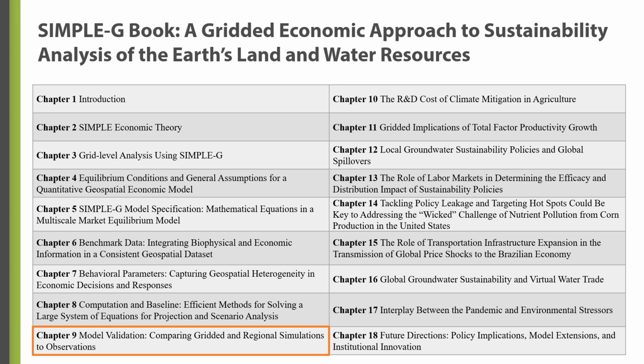to observations. Previous chapters laid the groundwork by providing theoretical foundations, introducing general conditions, specifying mathematical equations, discussing the gridded data and parameters, and computer implementations. In this chapter, we'll focus on verification and validation of the model.